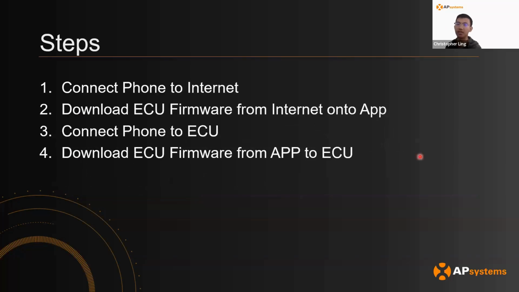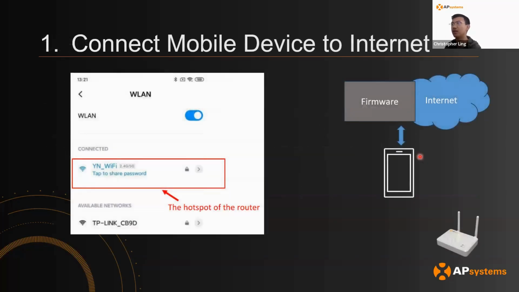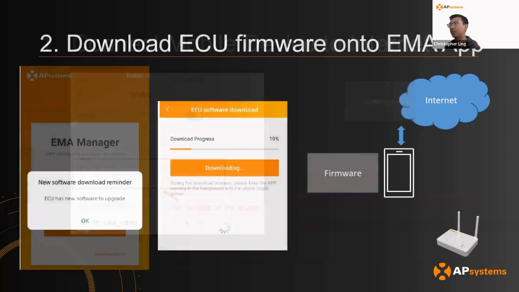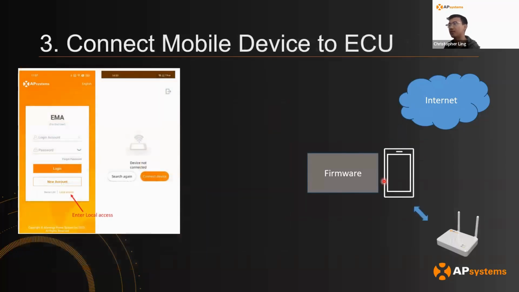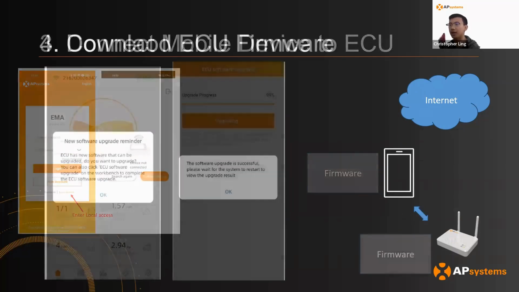And just as an overview, the steps are: one, connect your phone to the internet. Two, download the ECU firmware from the internet onto your app. Three, connect the phone to the ECU. And four, download the ECU firmware from the app onto the ECU. What that looks like explicitly is, first connect it to the internet like so. And then number two, when you open up the EMA Manager app, it's going to download the firmware from the internet onto your phone. The next step is to take your firmware into the ECU, and that's done by doing local access mode.